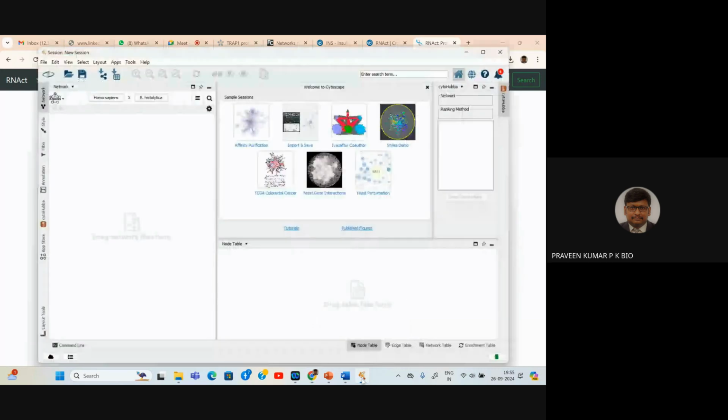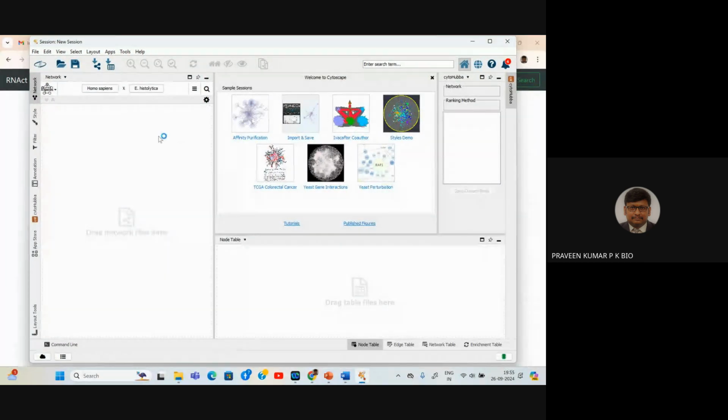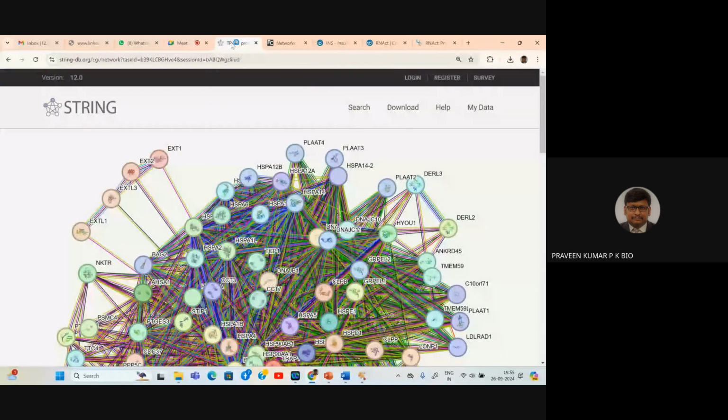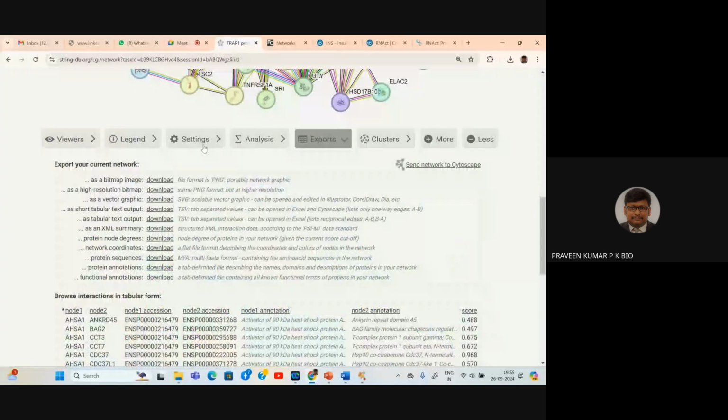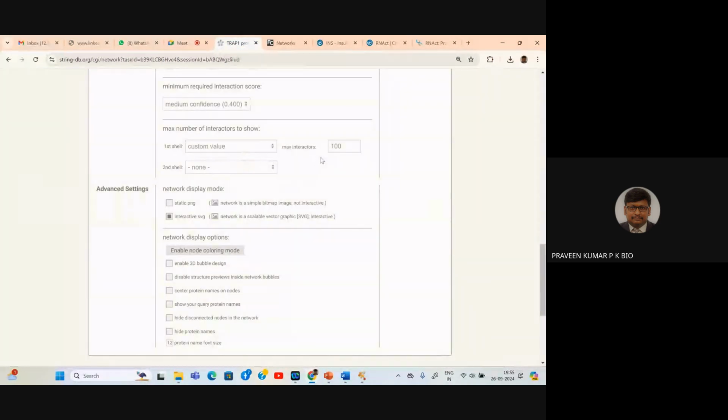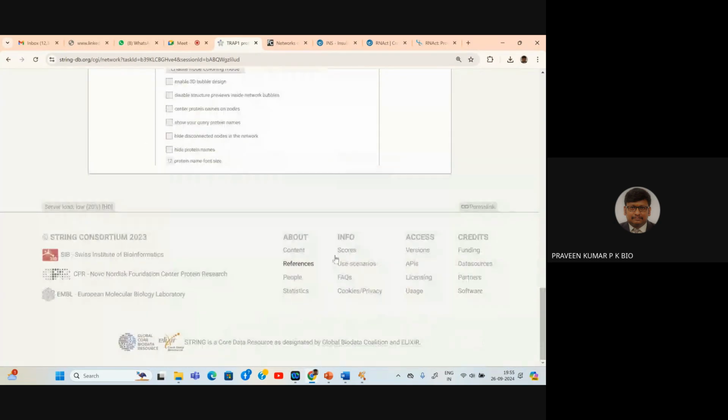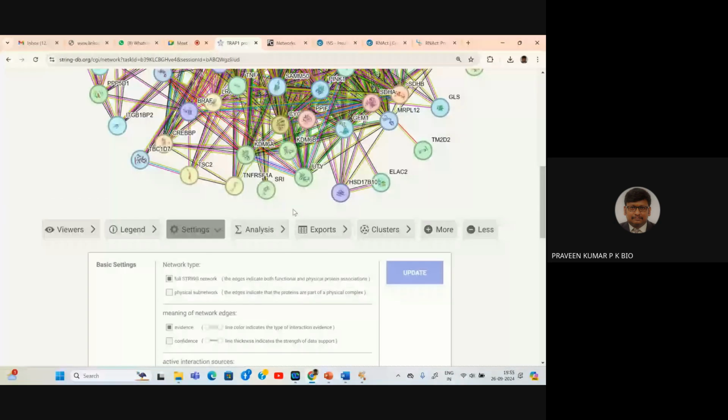So meanwhile, I open the Cytoscape. It's still running. I might have downloaded 10 proteins, a 10 protein network, then it might have opened. Okay, I reduce the string. Instead of 100, I'm going to give 10. And simply after clicking 10, update.